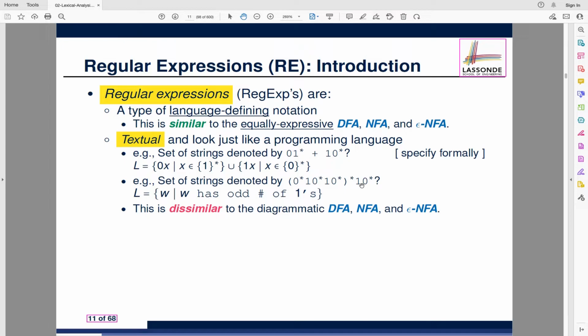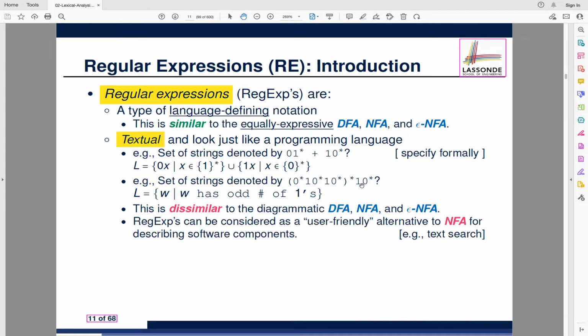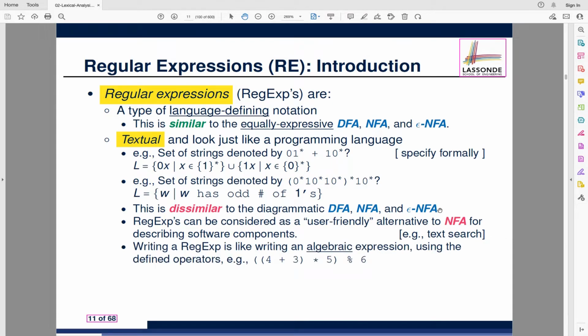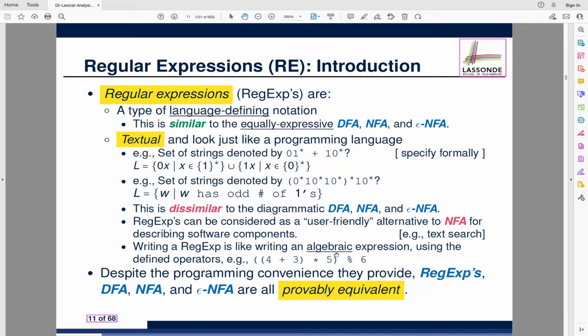Anyway, a regular expression is a bit more user-friendly compared with maybe other notations. For your assignment number one, you will get a chance to actually touch both the regular expression and the diagram notation. I'll go over the assignment a little with you at a high level. A regular expression is pretty much like an algebraic expression, and they're provably equivalent. When I say provably equivalent, we're not going to go over the proofs. That would be too much for this course.